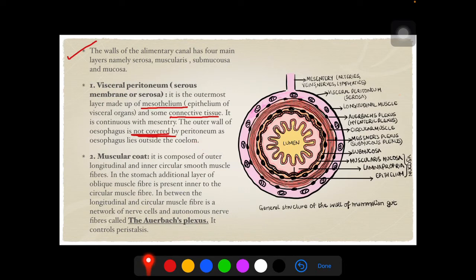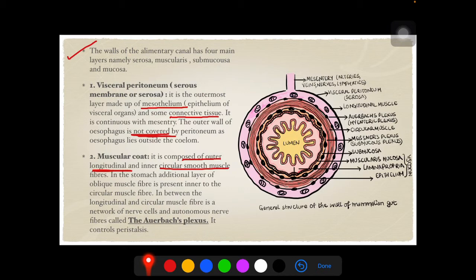The next layer which follows the visceral peritoneum is referred to as the muscular coat. It is composed of outer longitudinal and inner circular smooth muscle fibers. This is again an MCQ question: what is the muscular coat made up of? It is made up of outer longitudinal and inner circular smooth muscle fibers.